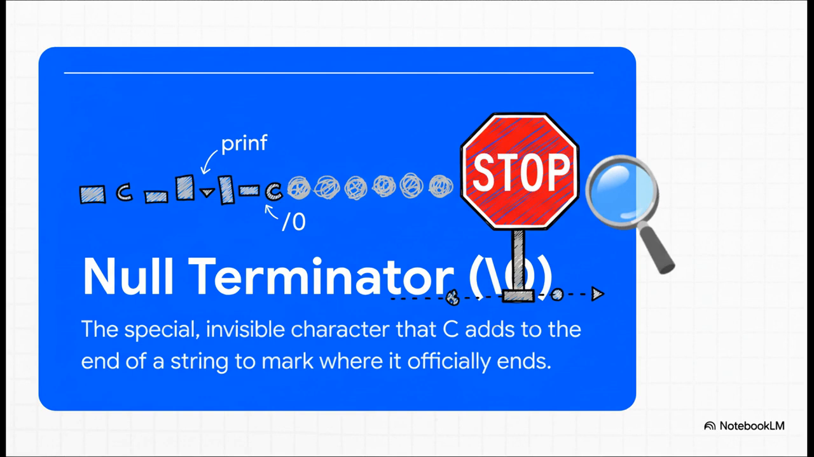It's basically a stop sign. When a function like printf is printing your string, it goes character by character, F, I, R, and it just keeps going until it hits that null terminator. That's its signal to stop. That's how it knows the string is over.